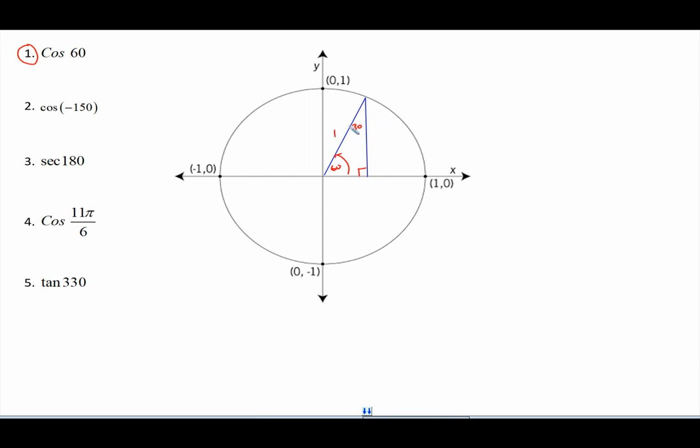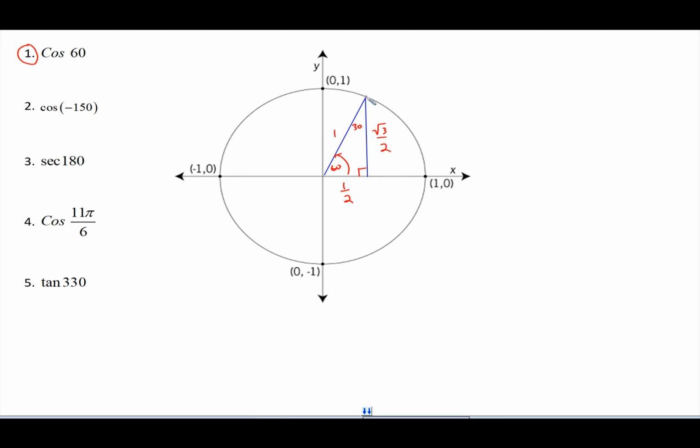Using our 30-60-90 rules, if the hypotenuse is 1, the short leg will be 1/2, and the long leg is going to be radical 3 over 2. The nice thing about the unit circle is these values are always going to be the same for a 30-60-90 right triangle. The hypotenuse is always going to be 1 because that's the radius of the unit circle. So the side opposite the 30 will always be 1/2, and the side opposite the 60 will always be radical 3 over 2. But sometimes they will be positive, sometimes negative, depending on which quadrant we're in.